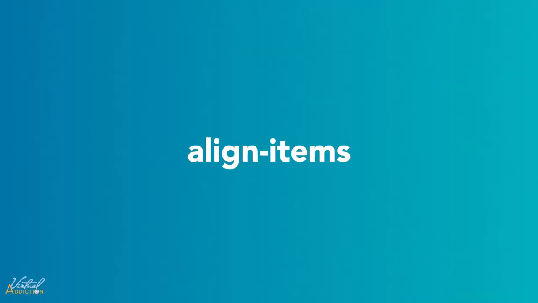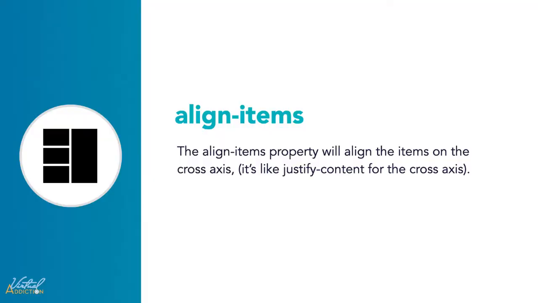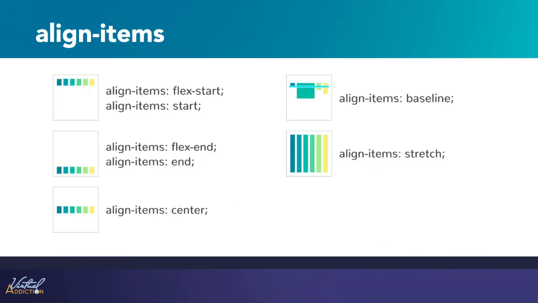Now let's talk about the Align Items property. The Align Items property will align items on the cross axis. Much like how Justify Content aligns items along the main axis, the Align Items property does similar things, but along the cross axis. The initial value for this property is stretch, and that is why flex items stretch to the height of the flex container by default.